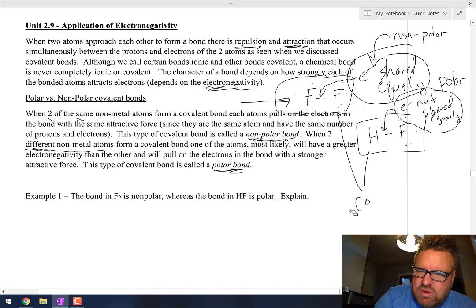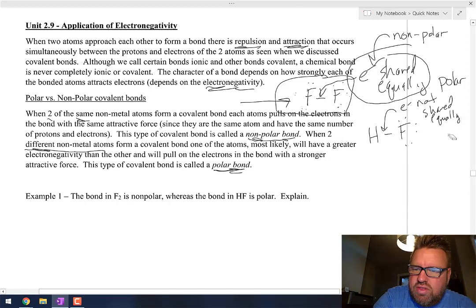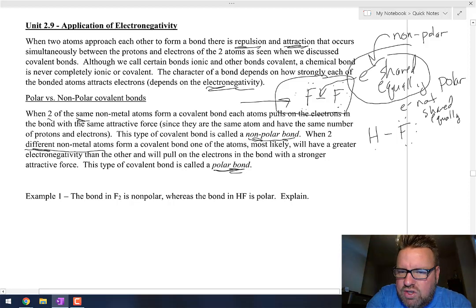And there's even ways that we can represent that. If we want to show that the electrons aren't being shared equally, that the electrons are being pulled more in the direction of the fluorine, the way that we do that is we make a little plus sign, but then we keep that line going and we make an arrow pointing in that direction.